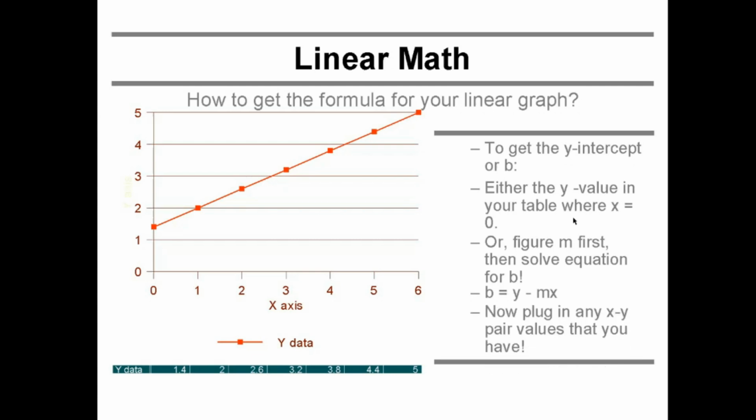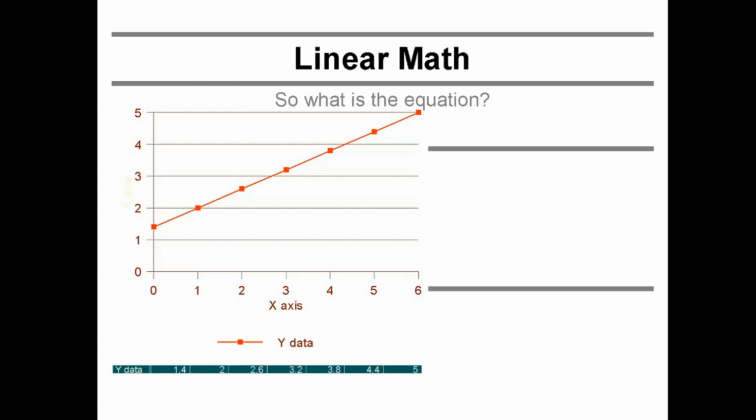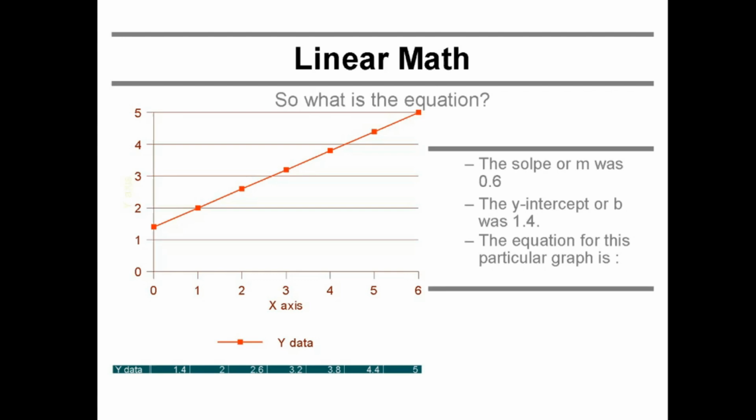Well, what are you going to do now? Plug in any x or y pair into that equation. You have the m, 0.6, and they all should give you the same result of whatever b might be. Looks like around 1.5 there. We'll get something like that. Okay, so what's my equation? Well, the slope or m was 0.6. My y-intercept of b, if I calculate it out, was actually 1.4, almost close to 1.5. So the equation for this particular graph is going to be y equals 0.6x plus 1.4.